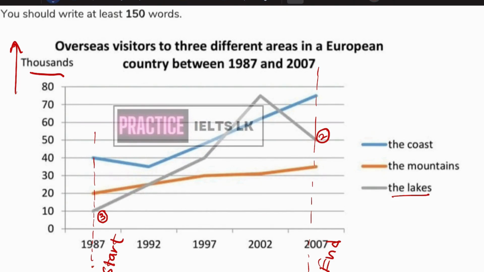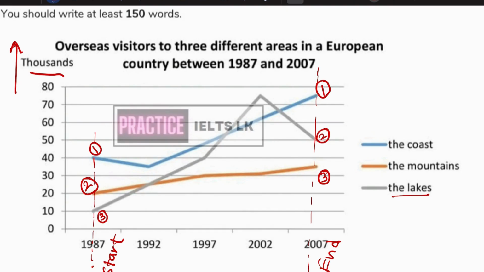Similarly, the coast, here you can see, is the most popular one, and at the end as well it was the most popular one. Then when it comes to mountains, that means second highest here, and finally at the end it is the least popular one, right? Always try to mark like this, then you can make some good comparisons as well.